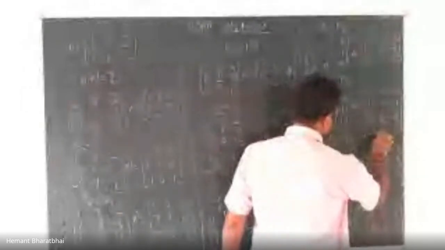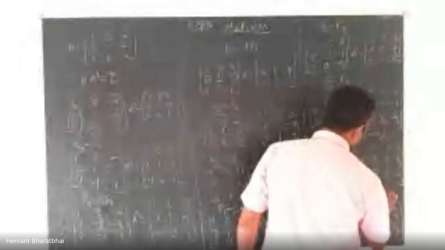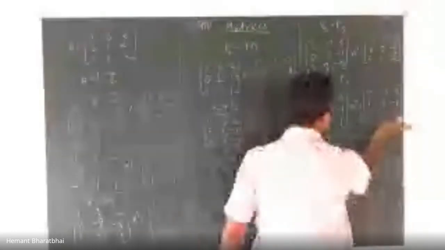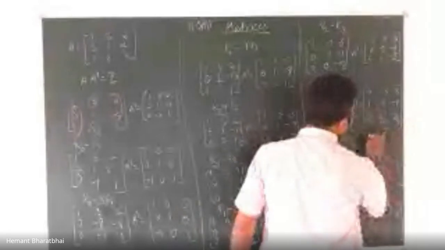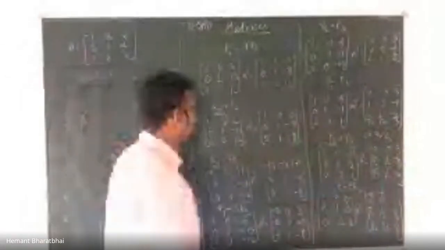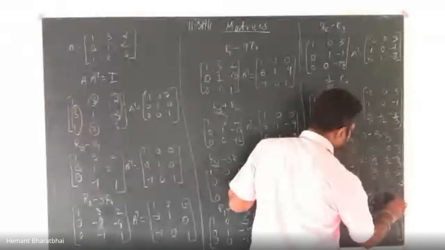Then 0 minus 5 into 1 by 12. So that will be minus 5 by 12. And then over here 3 minus 5 into minus 2 by 3. So minus minus will become plus. So 3 into 3, 9, 9 plus 10, that is 19. So this will become 19 by 3.